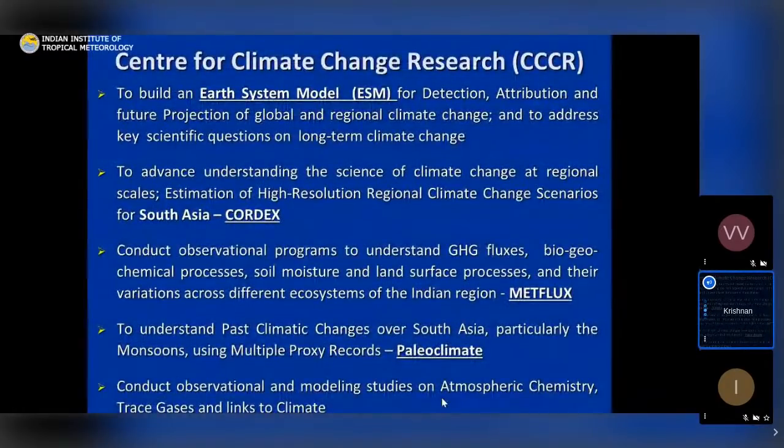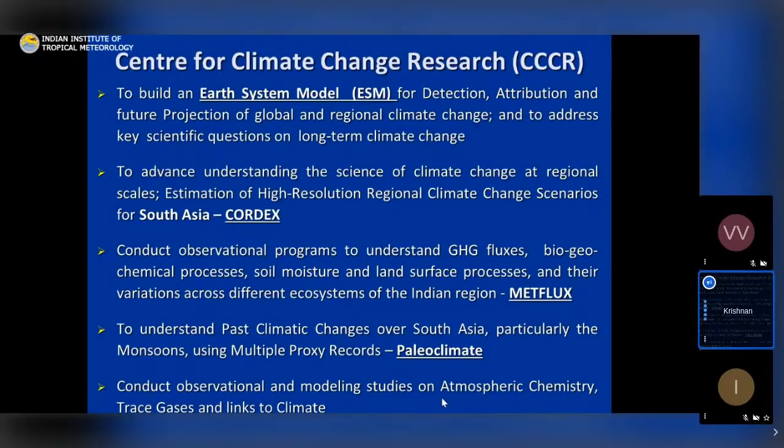The Center for Climate Change Research was officially approved in 2009, and the formal recruitment and functioning of the center at IITM started in 2010, so it's been a little over 10 years. The main objectives of the center were to build an earth system model for addressing the science of climate change, including the detection, attribution, and future projection of global and regional climate change, to address key scientific issues on long-term climate change, and to build human capacity within the country to address issues related to modeling and climate change.